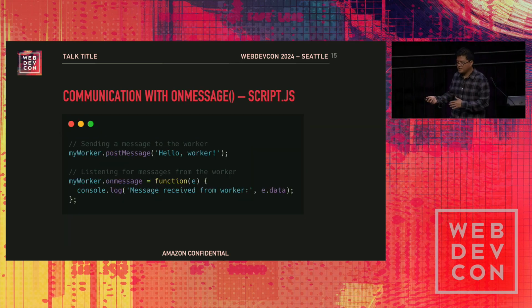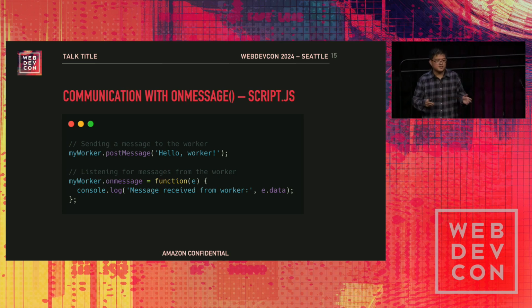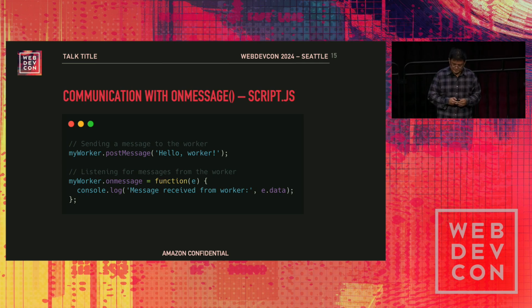This is the example on the script.js file when receiving that information. Here, we can see that we have a listener called onMessage, and this is also part of the worker API. onMessage is in charge of receiving that information, and then we can do what we want to do with that information.